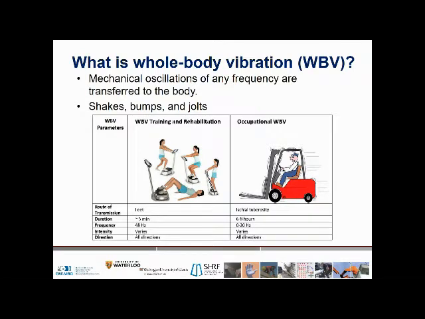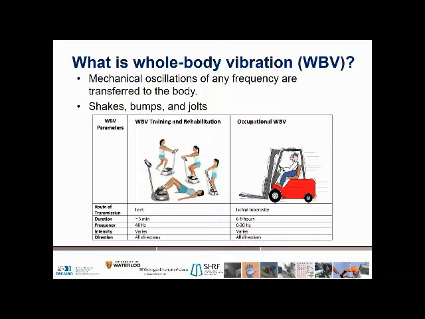So what is whole body vibration? Whole body vibration are the shakes, bumps, and jolts that are transmitted from the vehicle to the occupant. You might have heard of the possible benefits of vibration used for exercise and rehabilitation. But on the other hand, there is strong epidemiological evidence that demonstrates the possible adverse health effects of vibration in occupation. So what differentiates whole body vibration intended for training with that from occupational exposure?